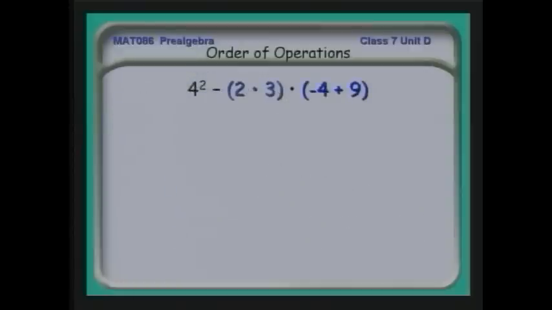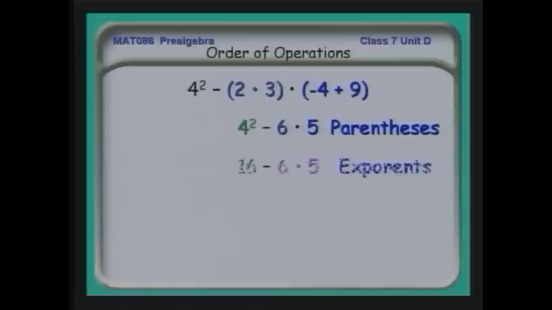Let's review a little bit just with some of the types of problems we've done before. Here we have 4 squared minus the quantity 2 times 3 times the quantity minus 4 plus 9. I've made the 2 times 3 and the minus 4 plus 9 slightly different colors so that you would understand that because those things are in parentheses, we're going to deal with those first. When I evaluate that, inside the 2 times 3 I get the 6, so there's minus 6. Then in the second parenthesis, minus 4 plus 9 gives me 5.